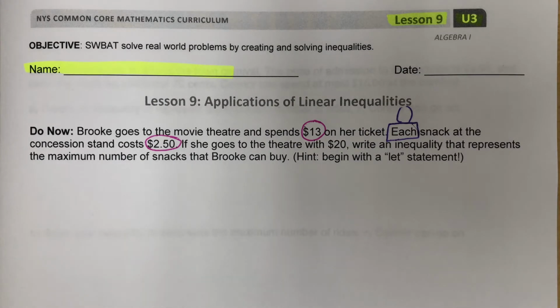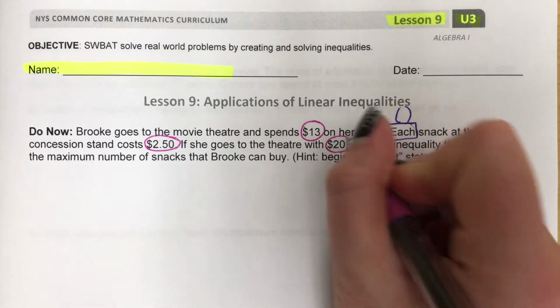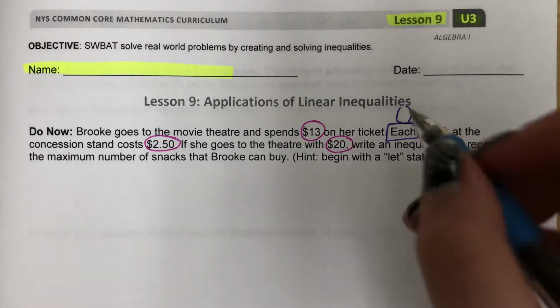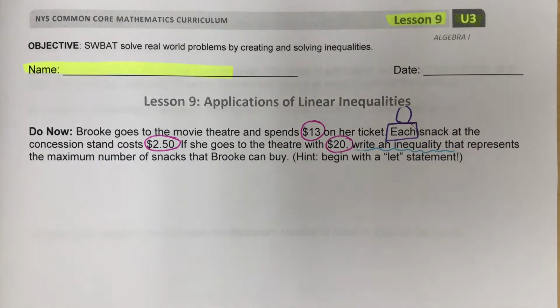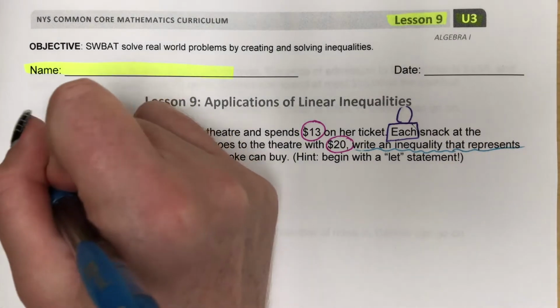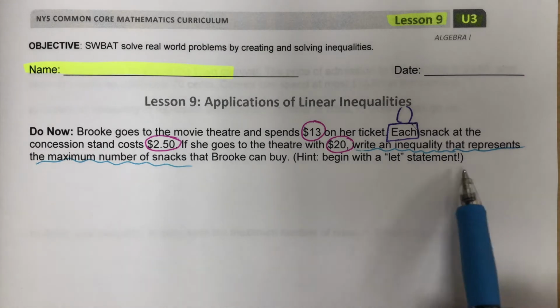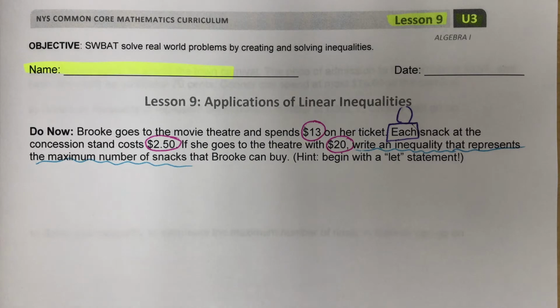It says if she goes to the theater with $20, so she's got $20 in her pocket, here's the question. This is what I want to underline. It says write an inequality. Be really careful, not an equation, an inequality that represents the maximum number of snacks that Brooke can buy. All right, so when I answer the question, I'm going to say Brooke can buy 10 snacks, right? She could buy 15 snacks. That's the goal of the question. How many snacks can she buy?